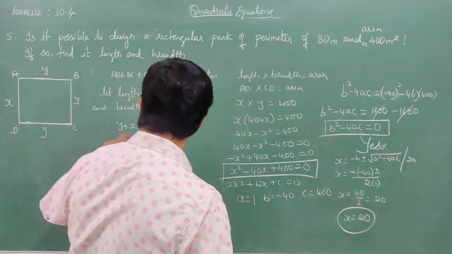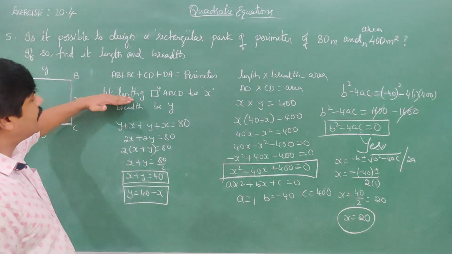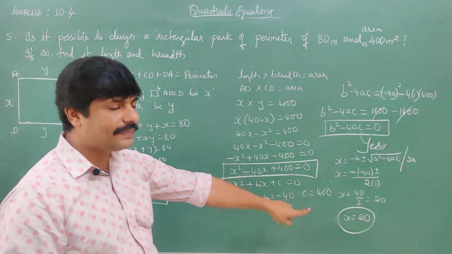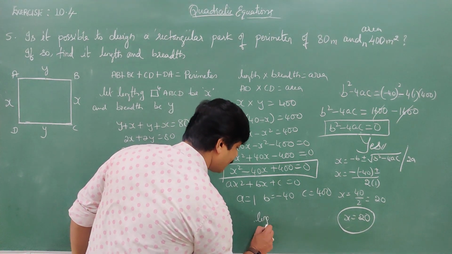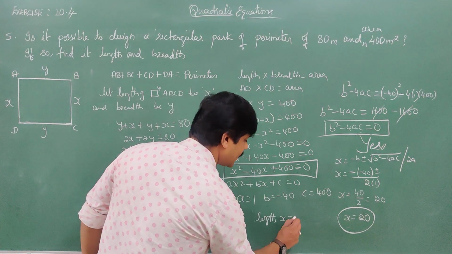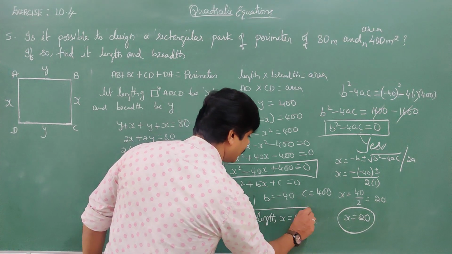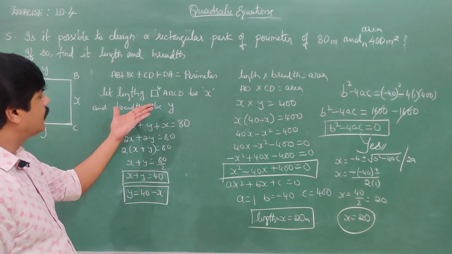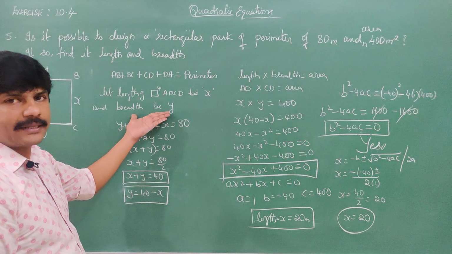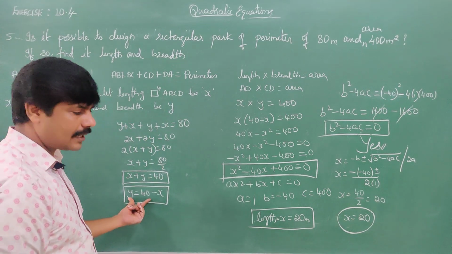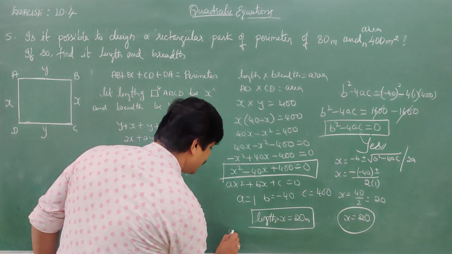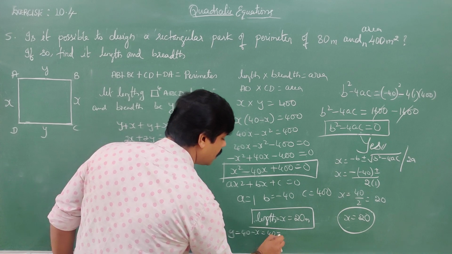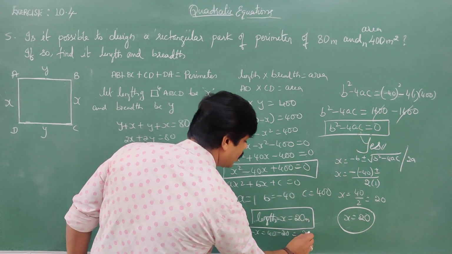Understand? What is this x we assumed? I said, let the length of rectangle ABCD be x. What is the length here? Length is nothing but x, which is nothing but 20 meters. Length is equal to x is equal to 20 meters. What is its breadth? Breadth is y. How do we find it? Substitute the value here. Y is equal to 40 minus x, which is nothing but 40 minus 20. 40 minus 20 is again 20 meters.